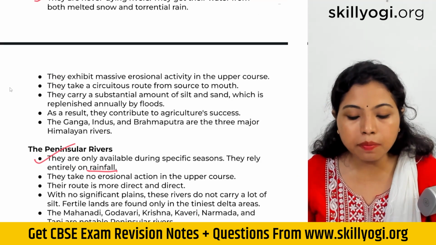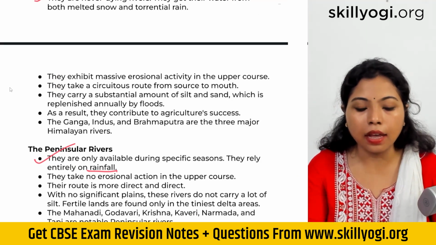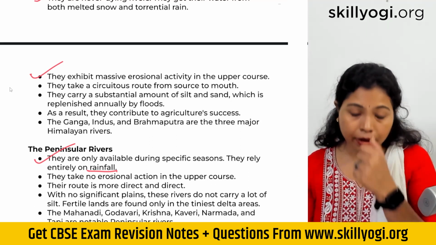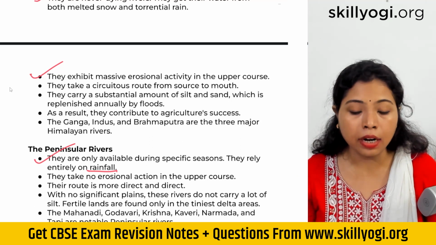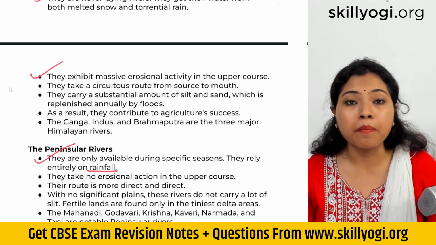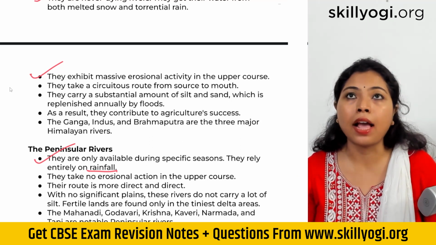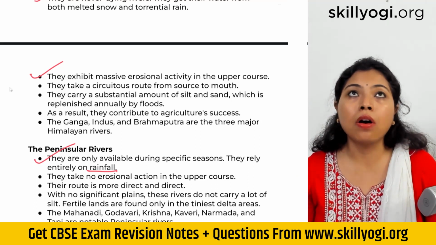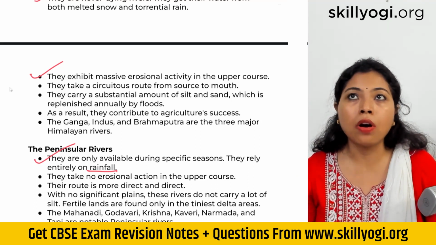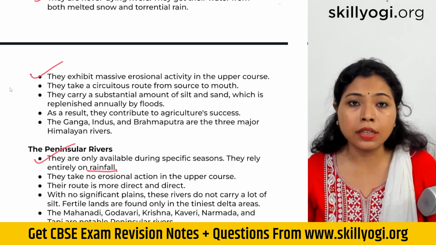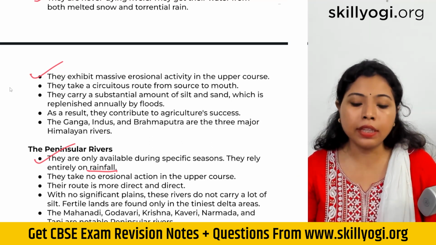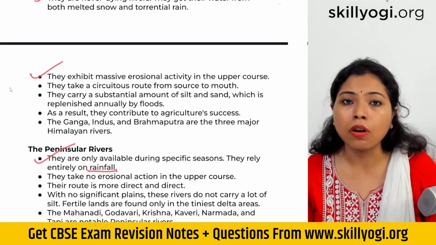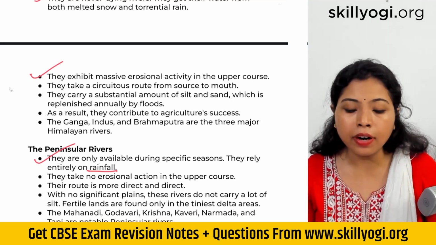They exhibit massive erosional activity in the upper course. All the Himalayan rivers carry a large volume of water. That's why they exhibit massive erosional activity, like potholes, waterfalls, V-shaped valleys and I-shaped valleys. All of them are formed in the upper course of their main river course.